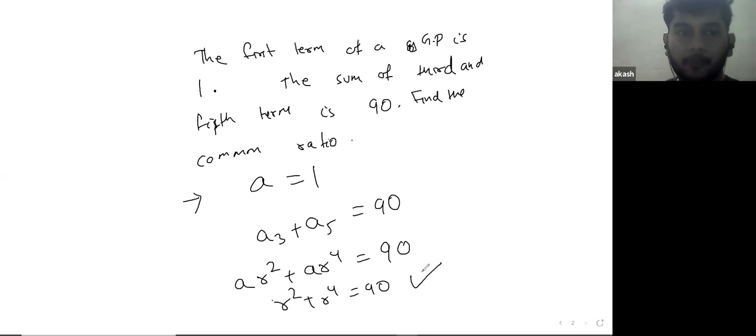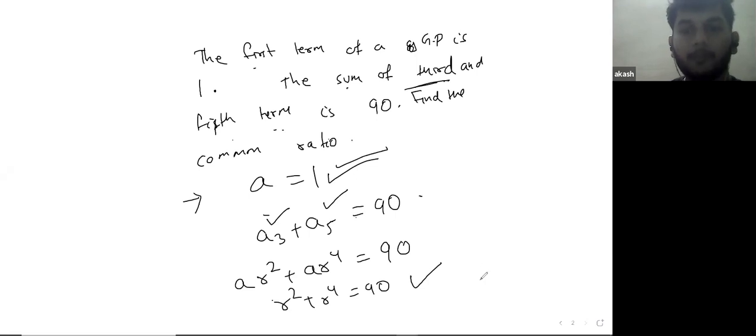All right. Let me ask Zalfa. Zalfa, did you understand this step? They have told that the first term of a GP is 1. So we wrote down A equals to 1, right? Then the sum of the third and fifth term. So the third term will be A3, the fifth term will be A5, right? We just did that. A3 plus A5 equals to 90.